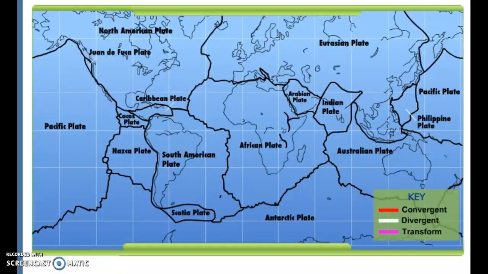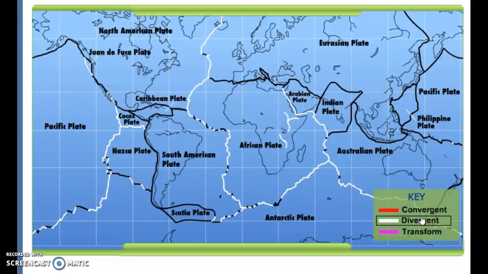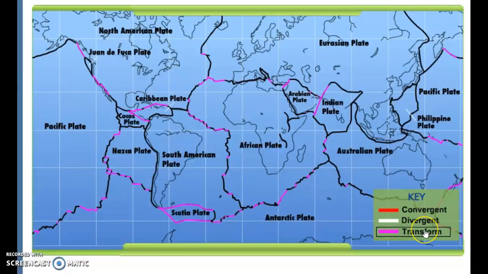I wanted to give you a visual of the different types of boundaries on a map so that hopefully this will make a little bit better sense to you. So I'm going to click on the convergent boundaries, and here you'll see those showing up in a red color, and you can see how those run. And here we have divergent boundaries, and you can see how those run. And last but not least, we have our transform boundaries.